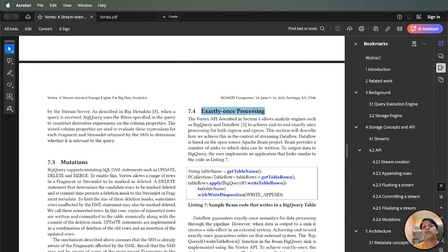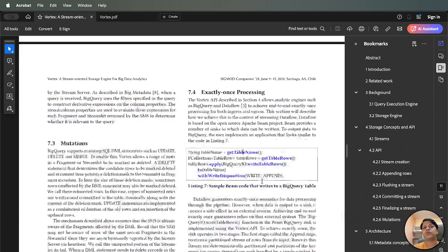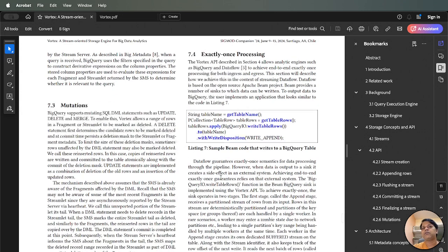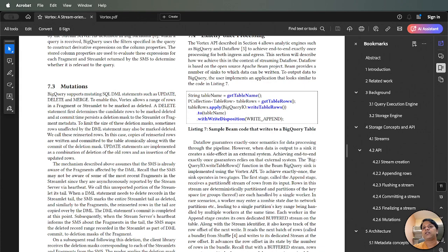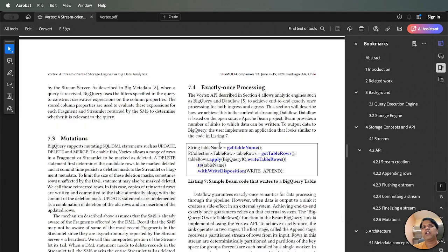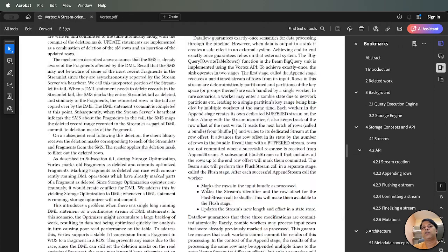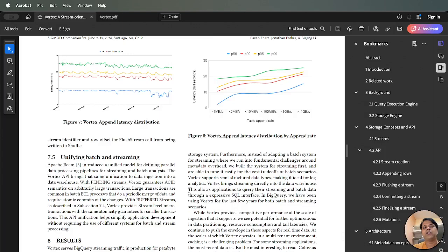Exactly-once processing. Again, we talked about the offsets and everything, right? So exactly once means the offset is used to make sure that it only gets written only once. It again talks about the data flow side of it. End to end of both ingress and egress, meaning writing and reading together with Dataflow, and how that is achieved.